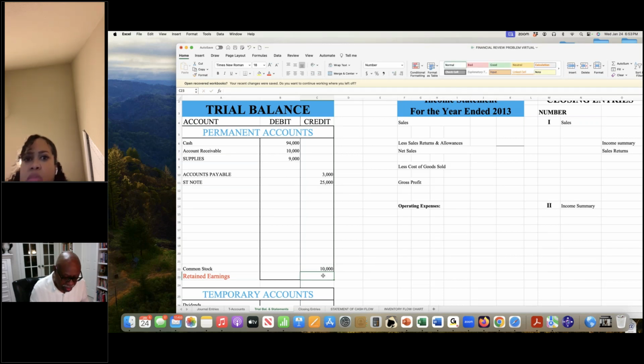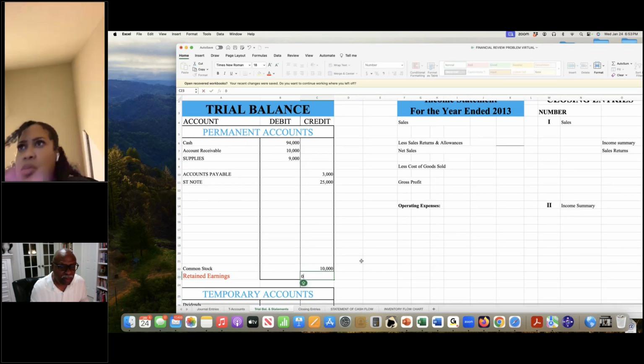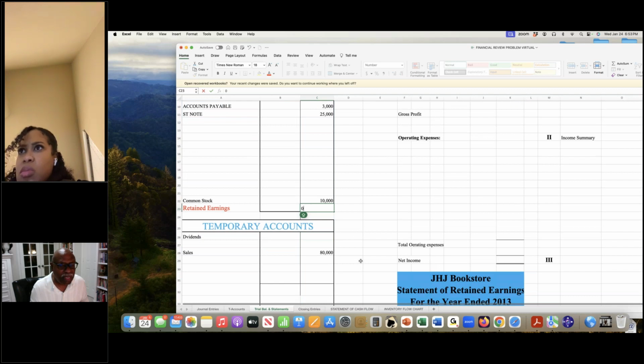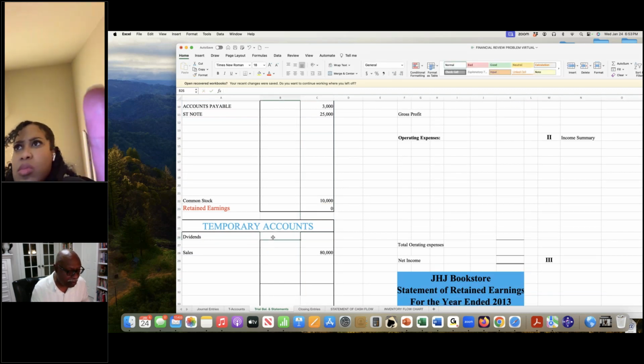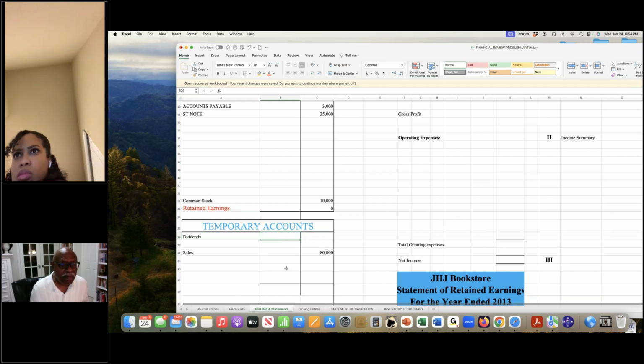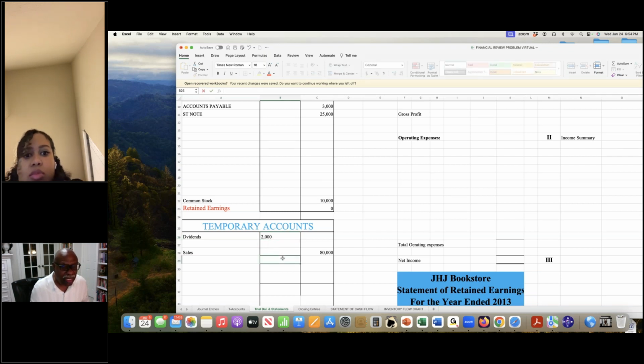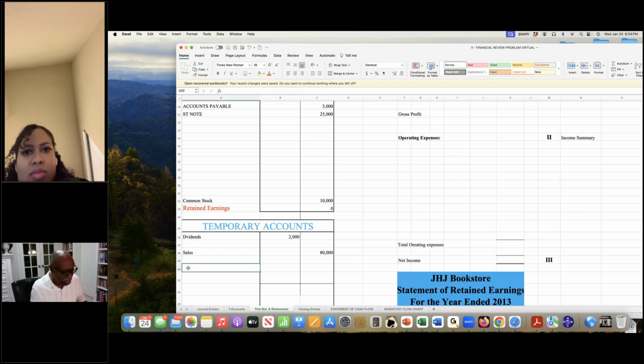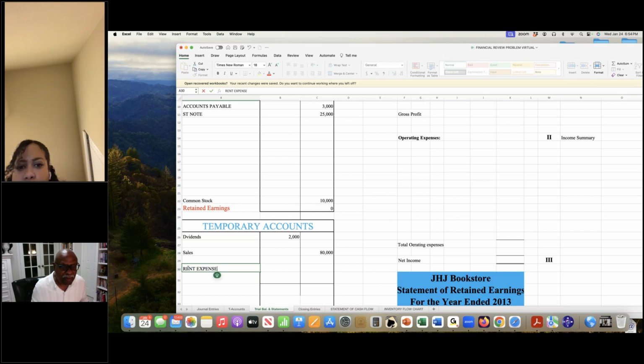At this point, retained earnings is zero. Dividends is how much? 2,000. We have one expense, which was rent expense. How much was the rent expense? 3,000.